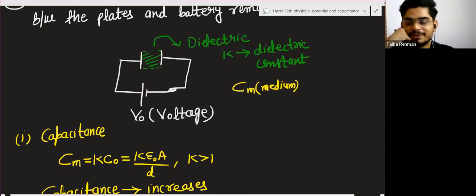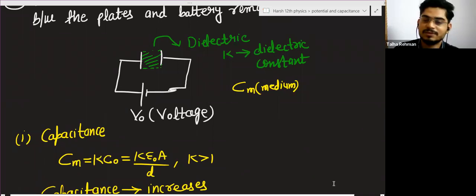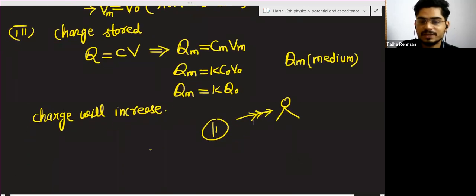Why are we wasting our money? Because we want to charge the capacitor. It means we want the battery to give the charge to the capacitor, so that we can use the capacitor in some applications. Okay, so charge will not remain the same, sorry, charge will increase.